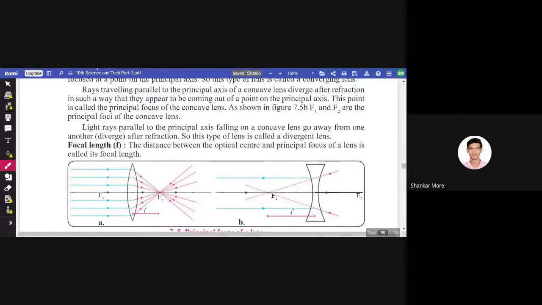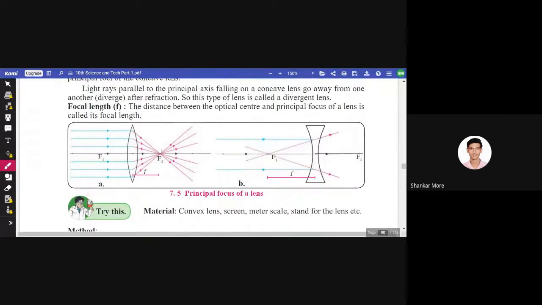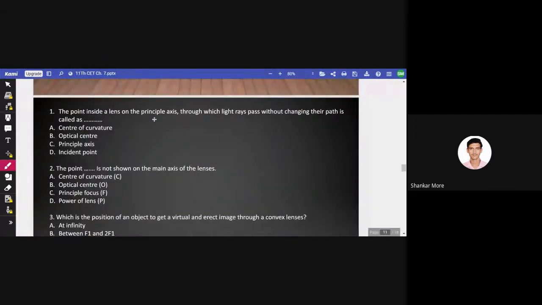Now what will be the focal length? Focal length is the length or the distance between optical center and the principal focus of a lens. Okay, so itna jo knowledge hai, that is sufficient for you to answer 3-4 questions. Okay, so in this picture you can see F2, F1, these are principal focus, and you can see focal length also, isn't it? So let's move to the PPT. That is we have to solve questions.